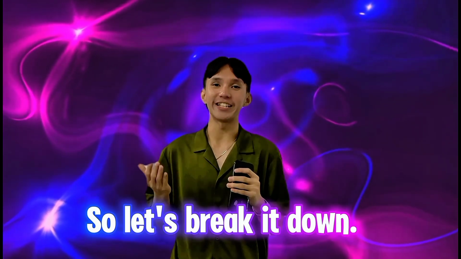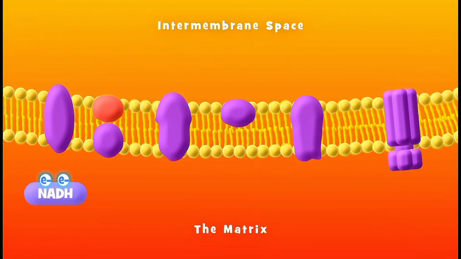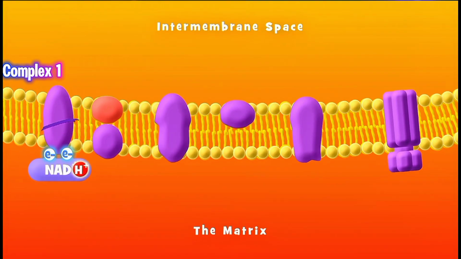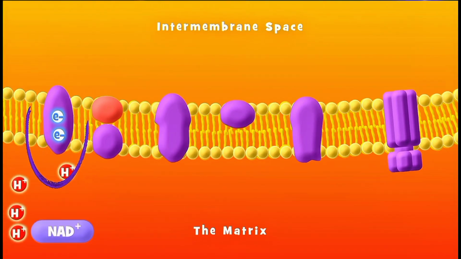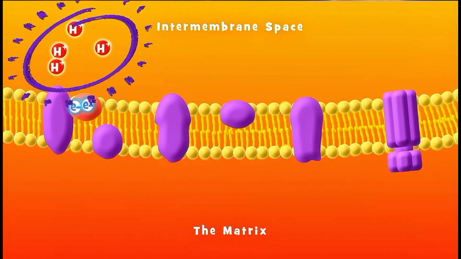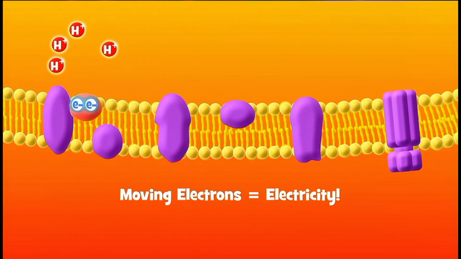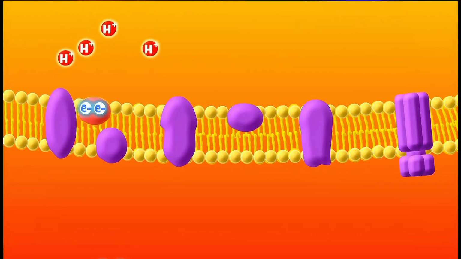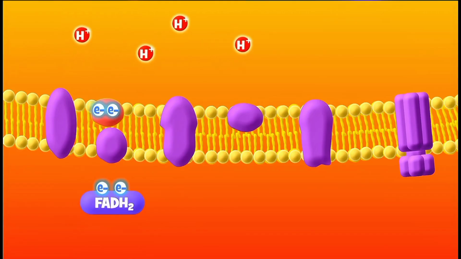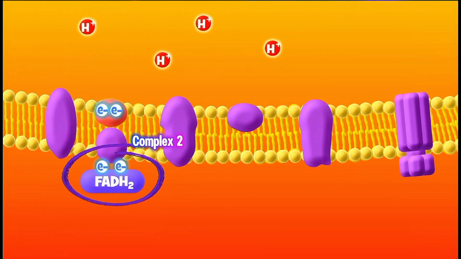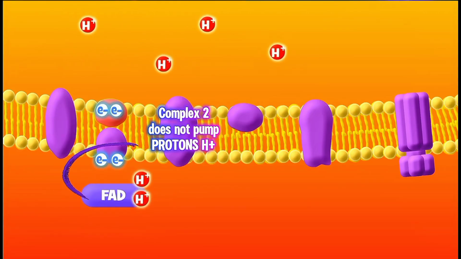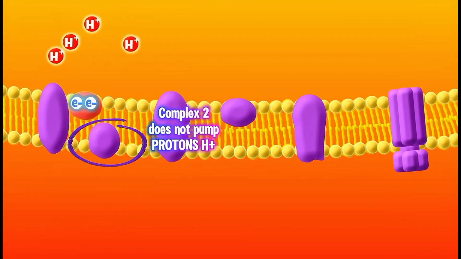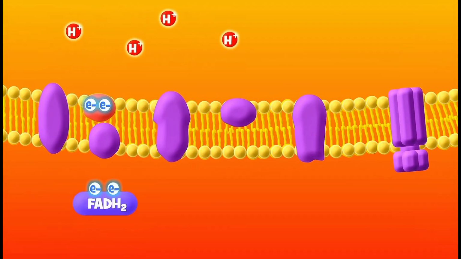So let's break it down. First, the NADH from the previous process enters complex 1, where it donates 2 electrons. Complex 1 uses the energy from the NADH to pump protons into the intermembrane space. Next, the FADH2 accumulated from the previous process also enters complex 2, where it donates electrons. But the difference is, complex 2 does not pump protons.